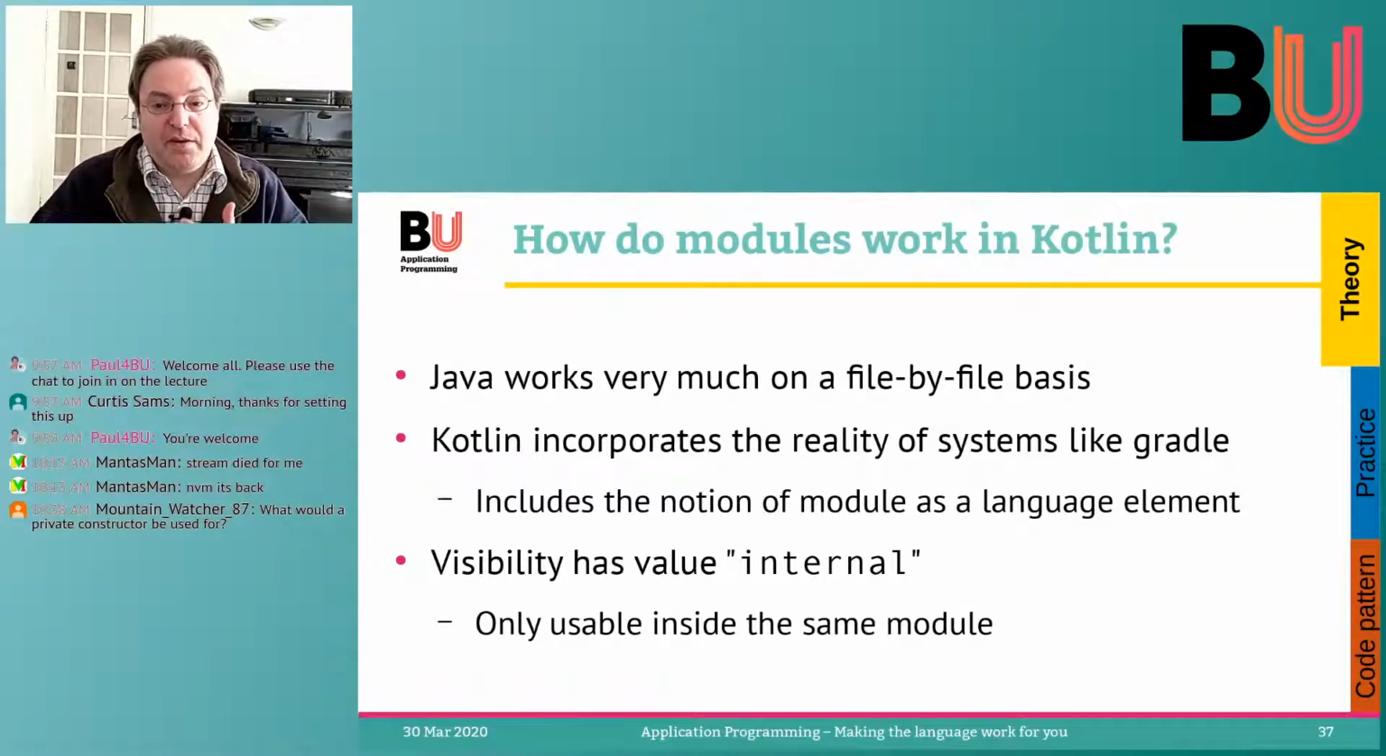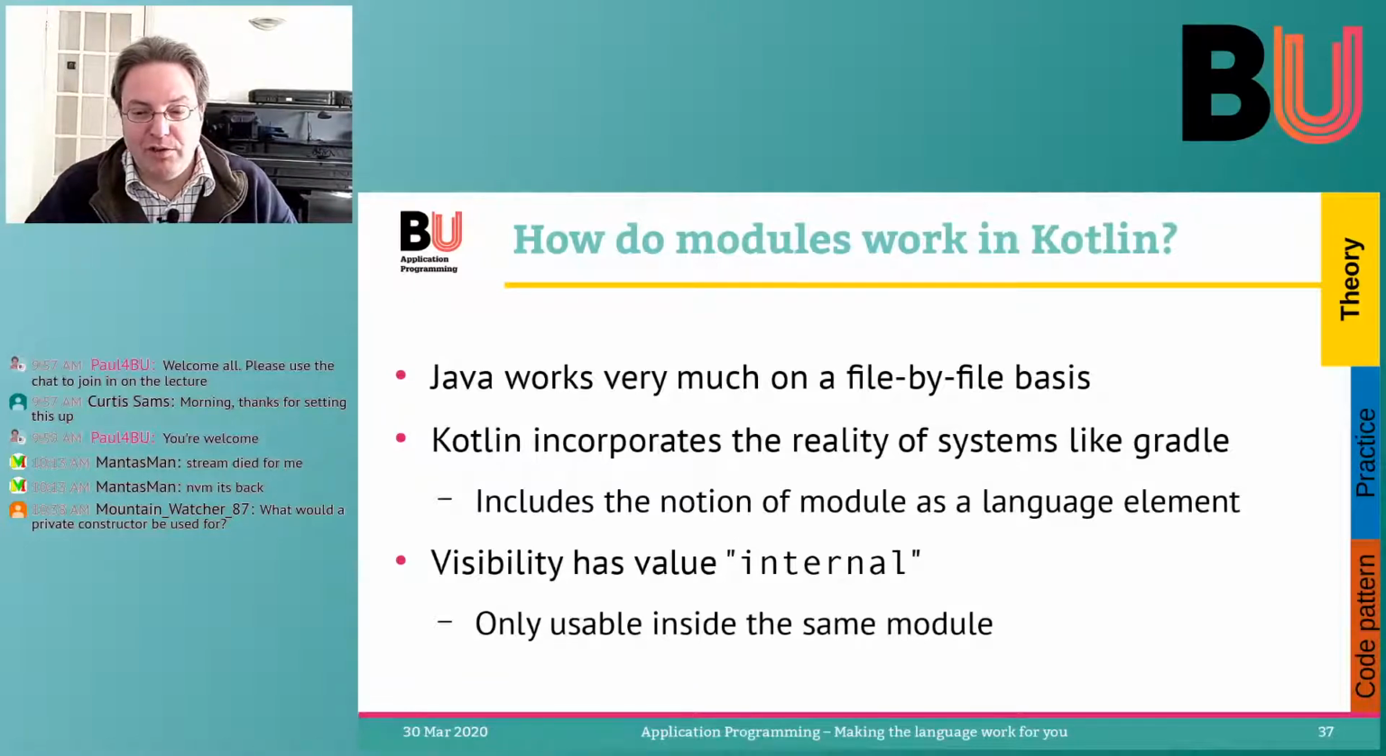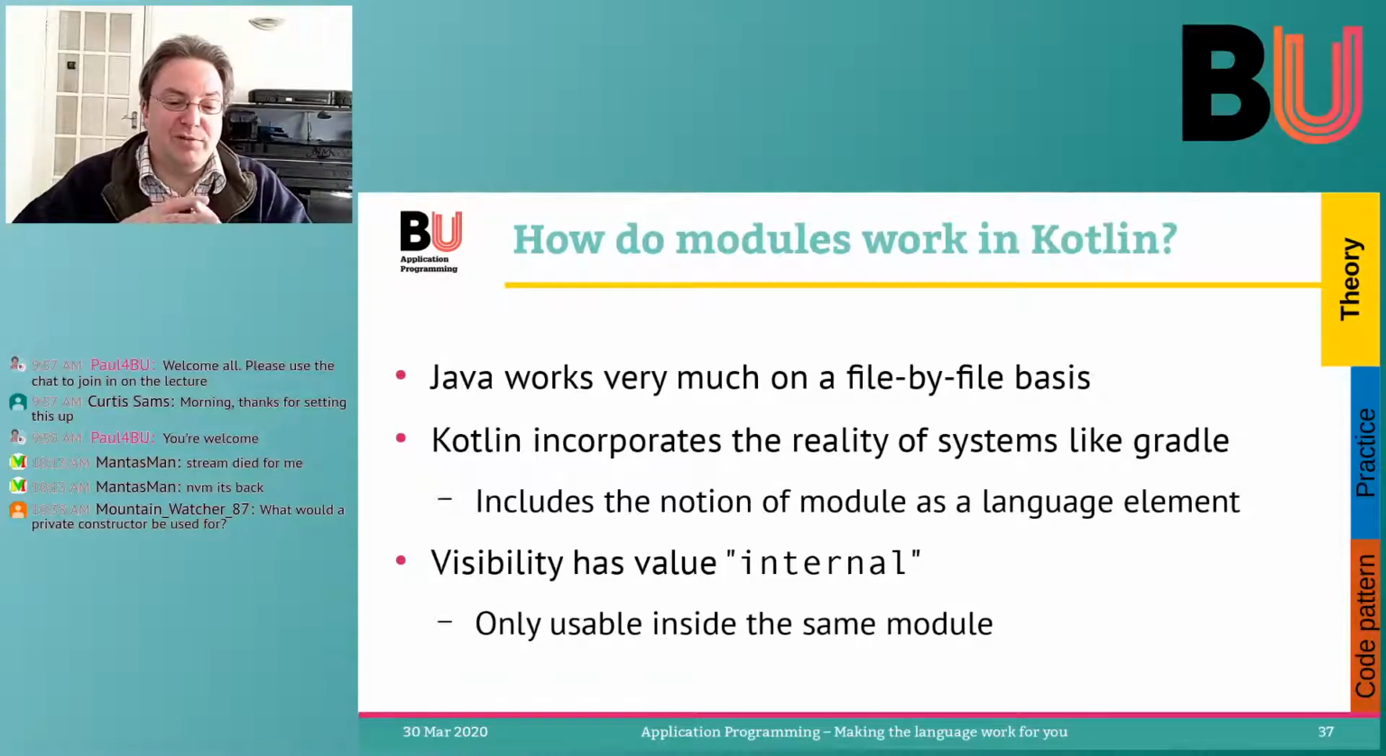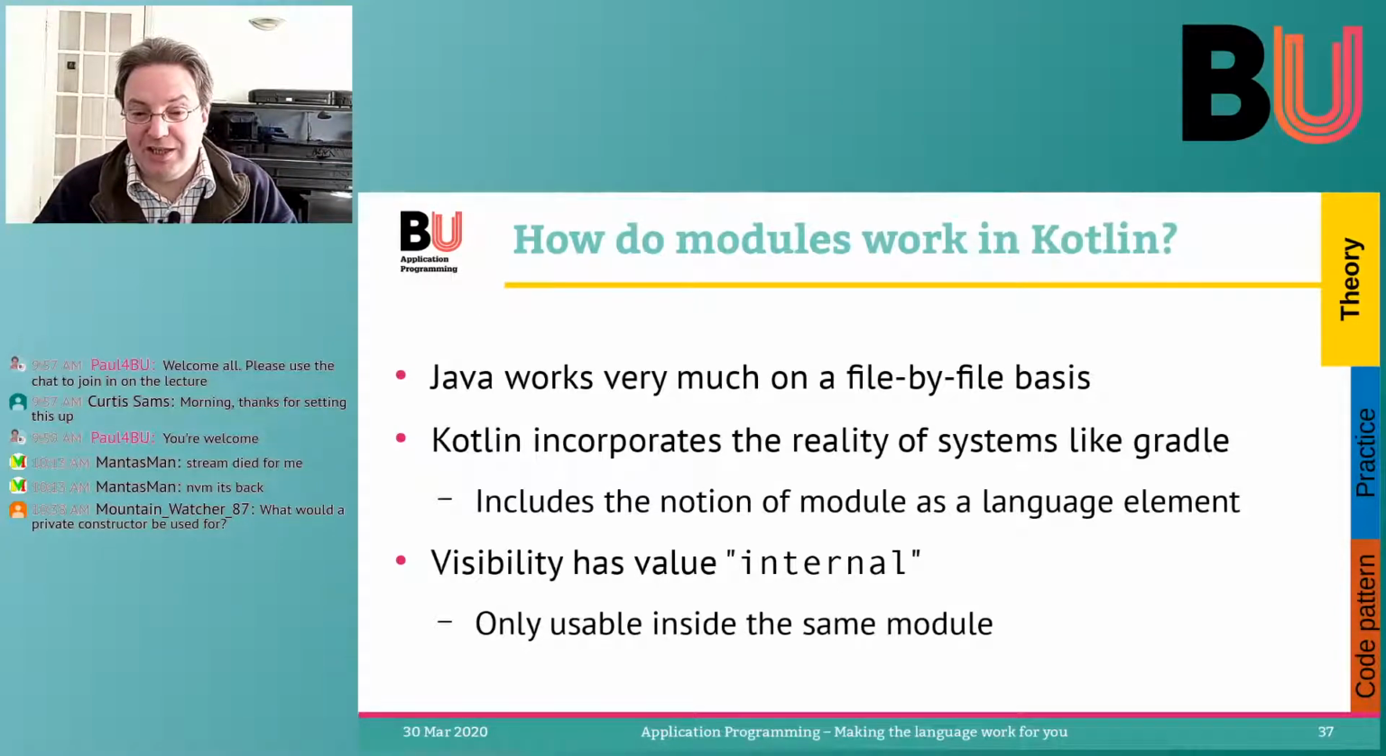So Kotlin basically realizes that if you want to stay sane when managing a project, you use a build system such as Gradle. There's others, Maven, and they understand the notion of a module or a library. And the visibility of internal means that we only stay inside. Kotlin allows you through that to express this restriction. And why do we want that? Why is this really important to be able to do this?